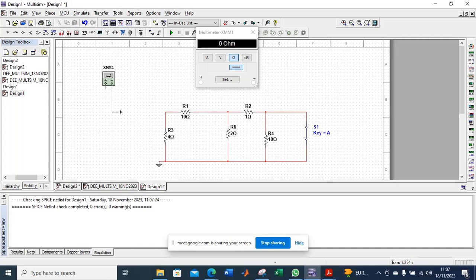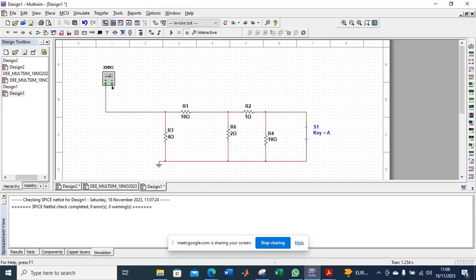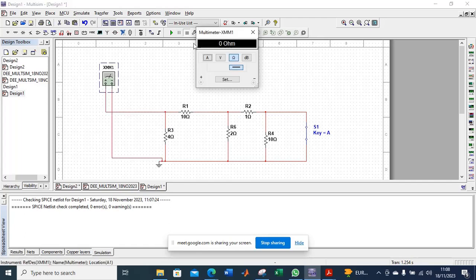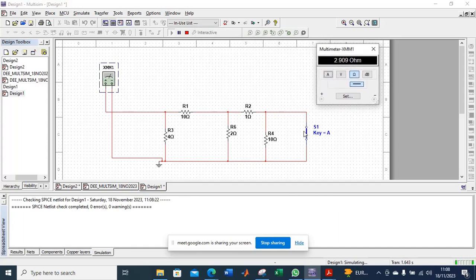Let me connect this positive to here and the negative to the ground. So this is an ohmmeter. Let me run. So ladies and gentlemen, this should be our right result. Why? Because we have successfully created a short-circuited battery source.